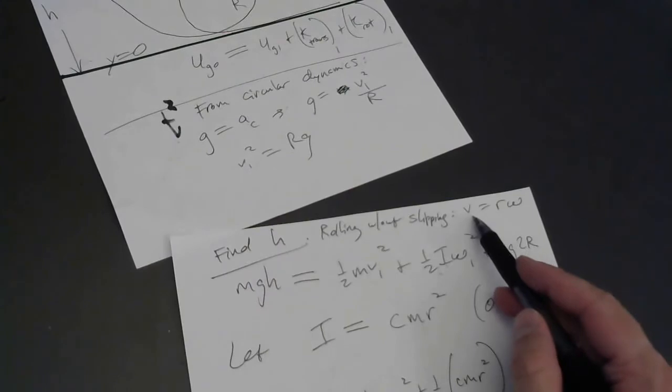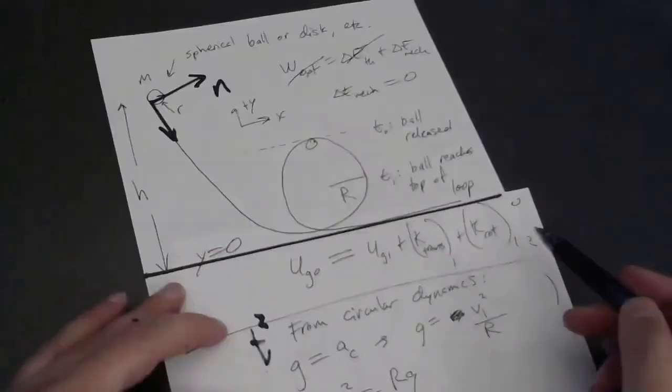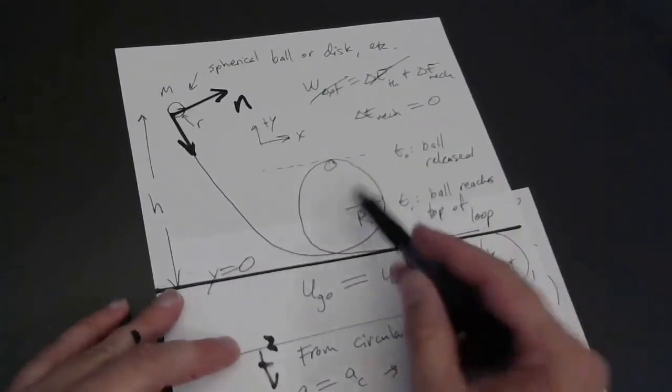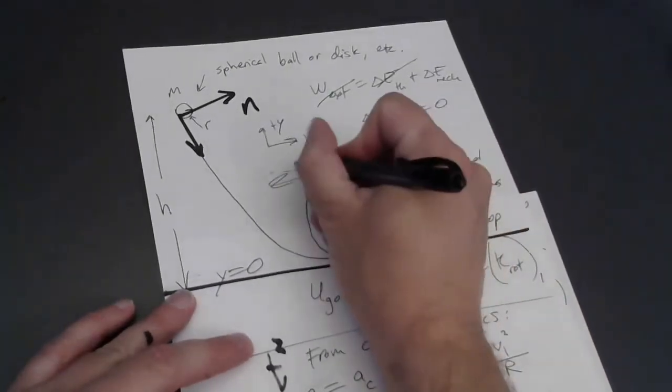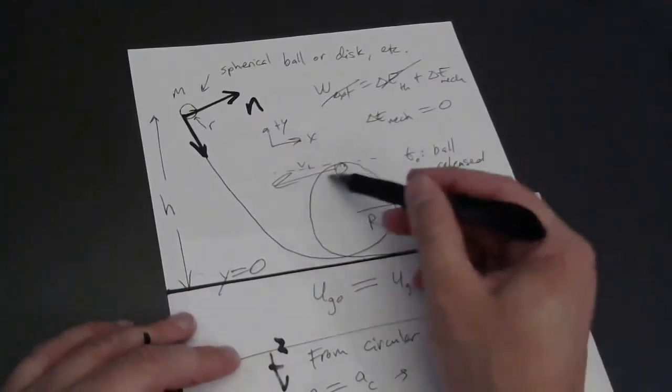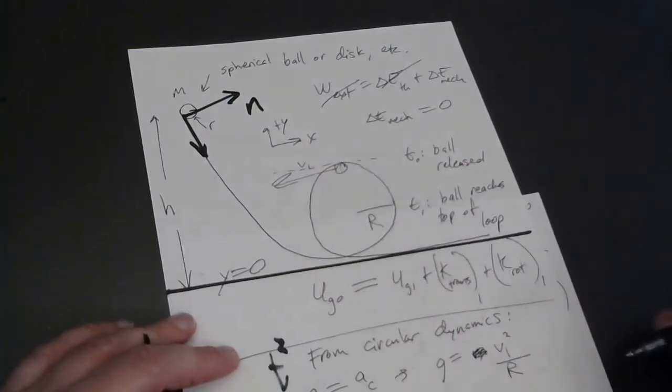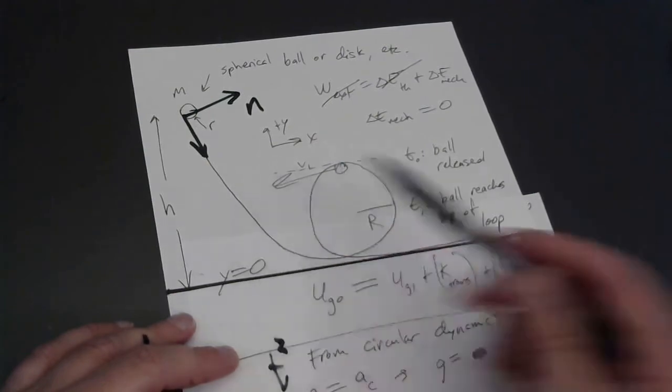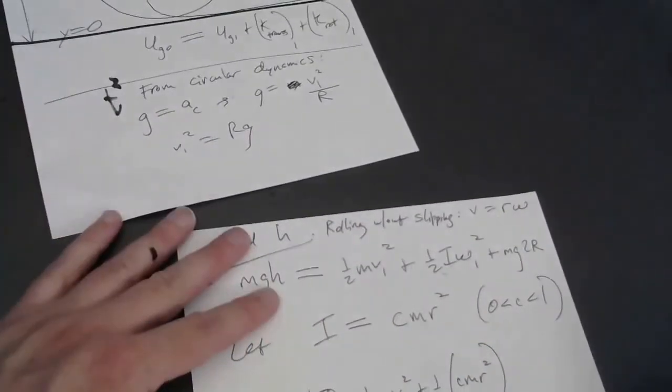Now, technically there's a cm here for center of mass, but in this problem, it's understood that the speed V1 at the top here is the speed of the center of mass. We're talking about the center of the ball and how fast it's moving. Remember, because it's spinning, each part of the ball does have a different velocity, different direction, different magnitude. We're talking about how quickly the center of the ball is moving.